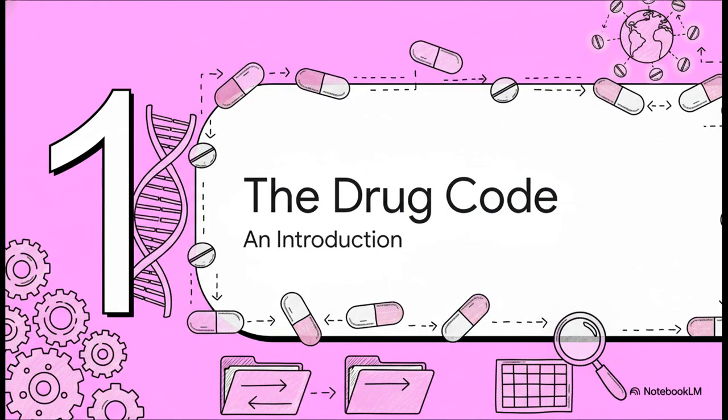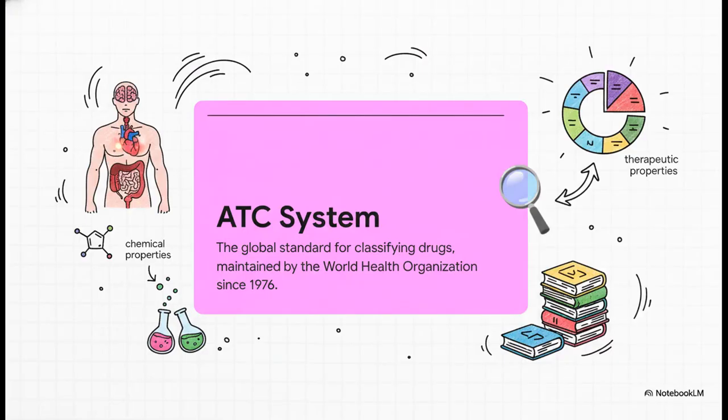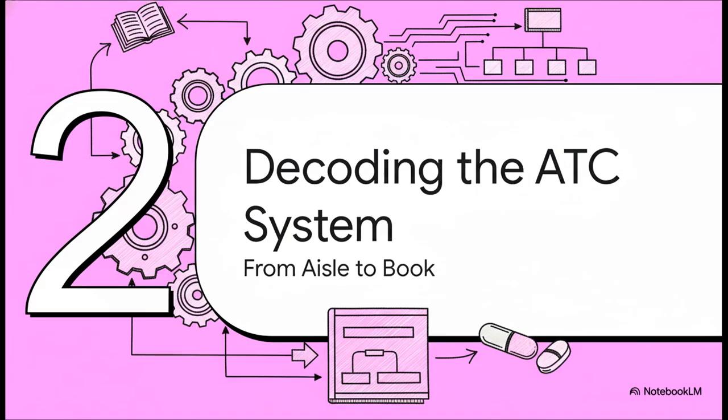What exactly is this system that brings order to our global pharmacy? Okay, so it's called the Anatomical Therapeutic Chemical System. Yeah, it's a mouthful, so we just call it the ATC system. This thing has been maintained by the World Health Organization since way back in 1976. It's basically the official Dewey Decimal System for every single active drug substance out there. But how does this code actually work? Let's crack this thing open and see how beautifully logical it really is.